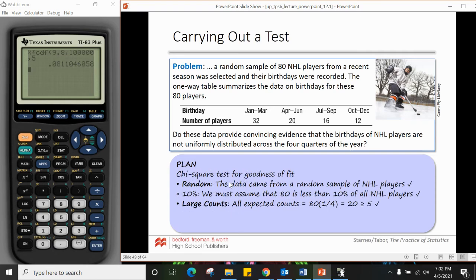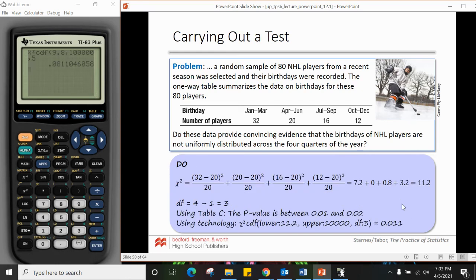The plan: we're going to do a chi-squared test for goodness of fit. The three conditions: random. The data comes from a random sample of NHL players. Good there. 10%. We must assume that 80 is less than 10% of all NHL players, which is probably a pretty safe assumption. And then large counts. All expected counts are greater than 5. Well, if there's 80 people in the survey and we expect all of them to be equal, and there's 4 categories, the probability of getting each category is 0.25. So the expected count for each one is we'd expect there to be 20 people born in each quarter of the year. And 20 is certainly larger than 5, so we are good there.